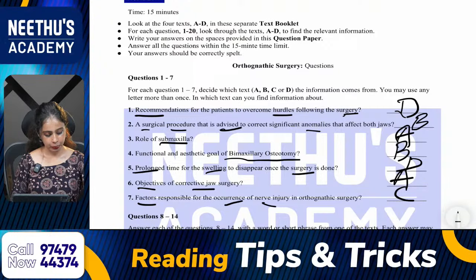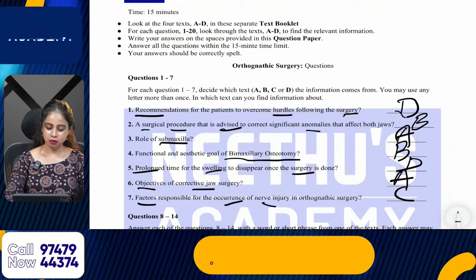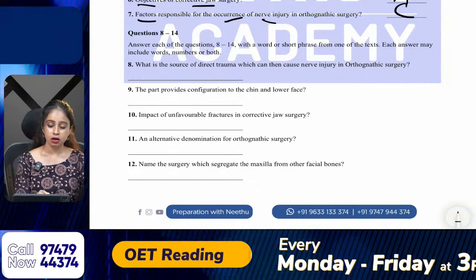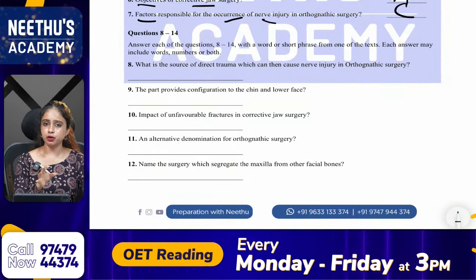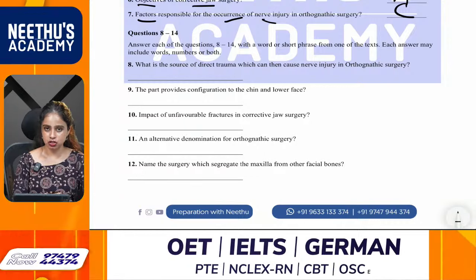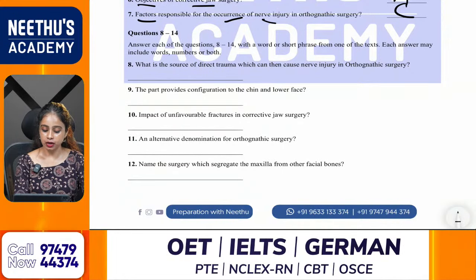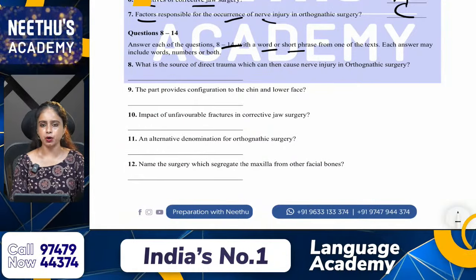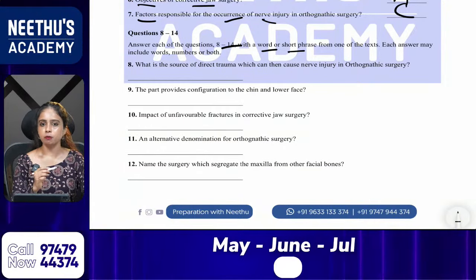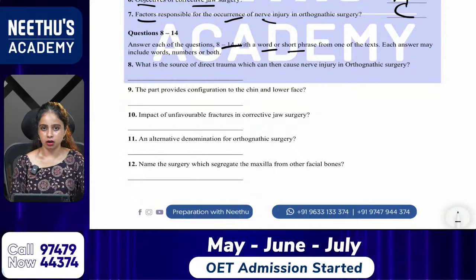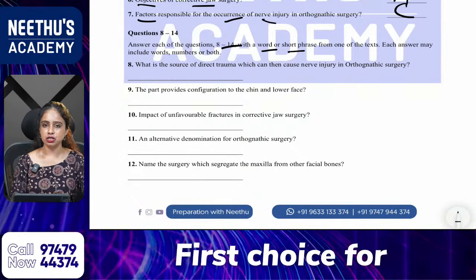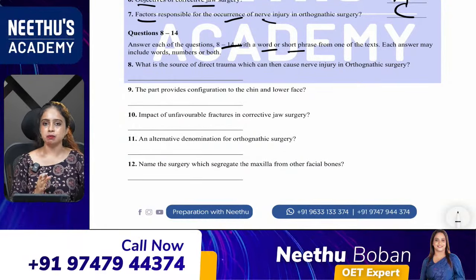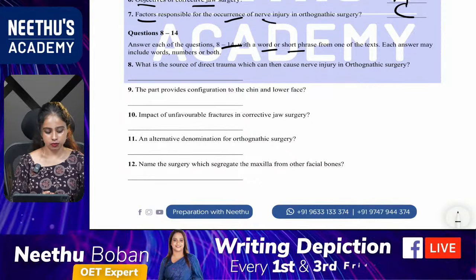Any doubts? Nothing. Okay. So we are moving to the second set of questions, which are called short answer questions. It is very important to read the instruction given here: answer each of the following 8 to 14 questions in a word or short phrase. So what do you mean by a short phrase? A combination of words can be called a short phrase. In this particular language exam, a short phrase means you can write a maximum of 3 words.